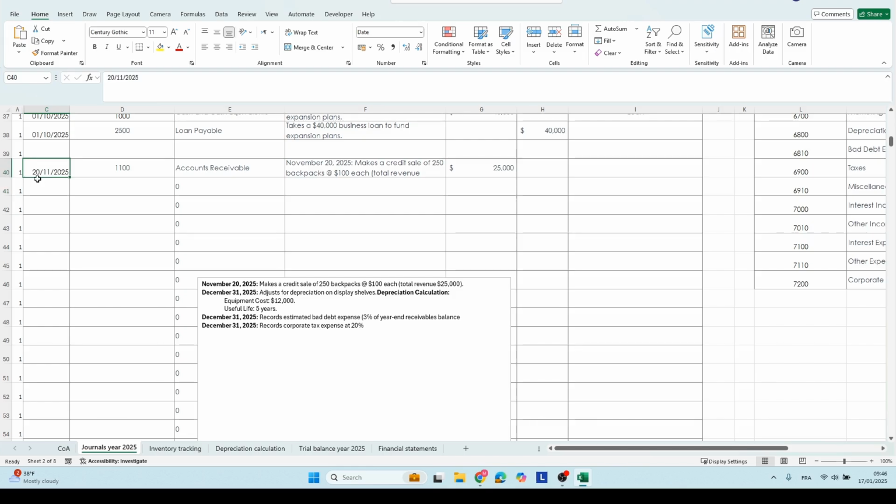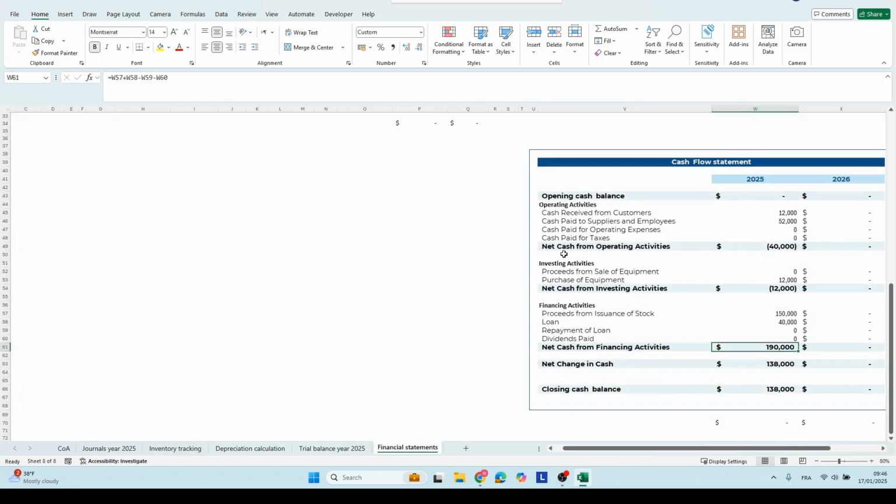Then we report the credit. Use the account sales revenue on credit, the same description and the same amount. So we have done the first transaction. We can check the financial statement.